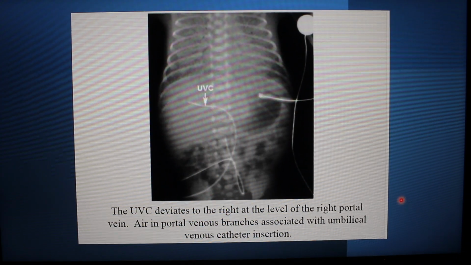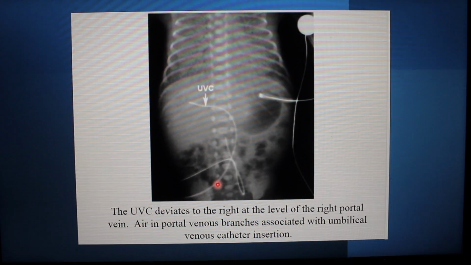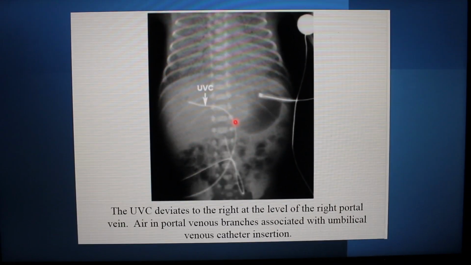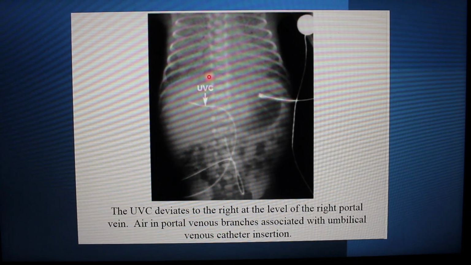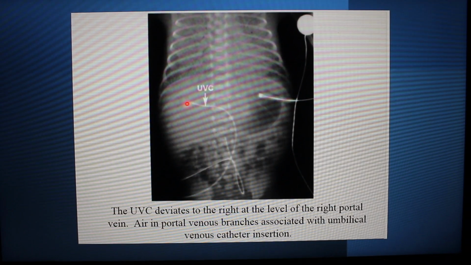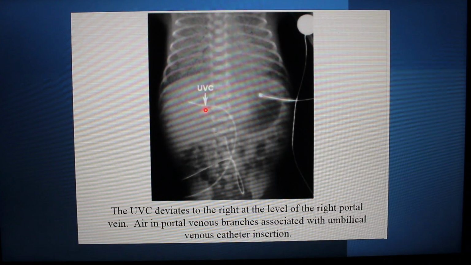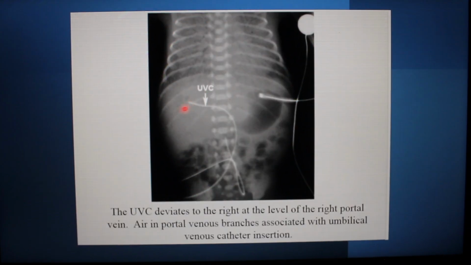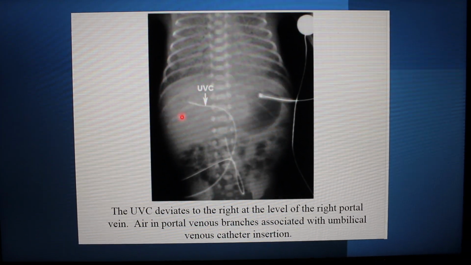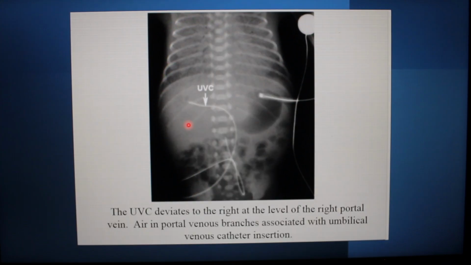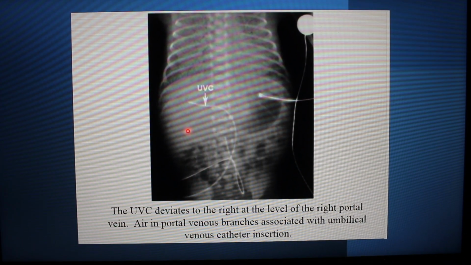But before we do that, we're going to look at this X-ray of a UVC that's in the improper position. You can see that this UVC was placed, and it didn't go there. The ductus venosus was closed. So here it's gone to the left, placing it in the portal vein or the hepatic vein. You can also see these little tiny bubbles right here. So there must have been a couple of air bubbles in the umbilical venous catheter when it was flushed. And it put air bubbles into the portal venous branches. Those will resolve on their own. The body will absorb those.